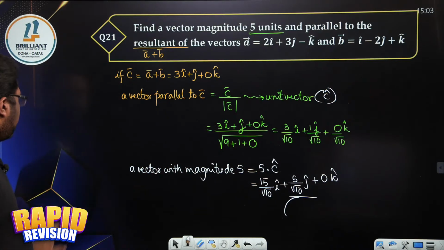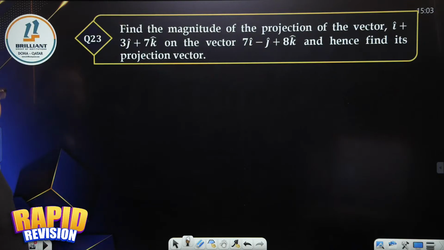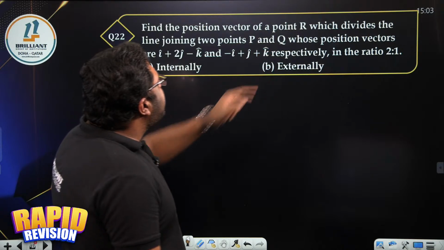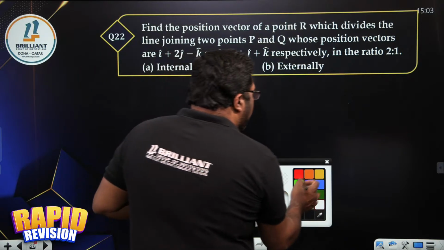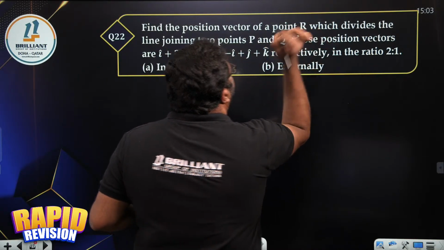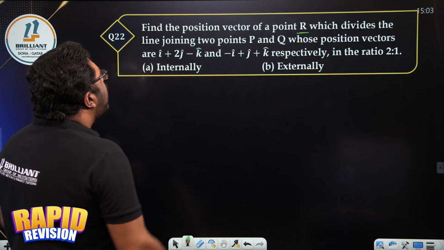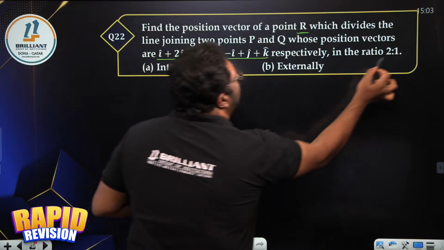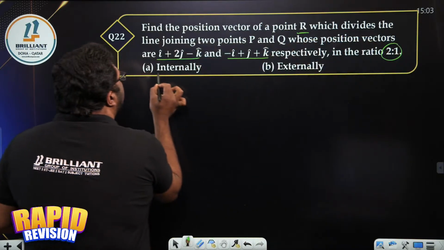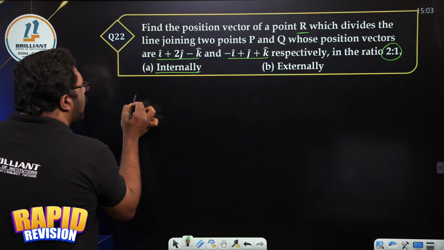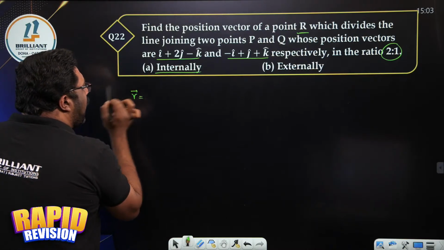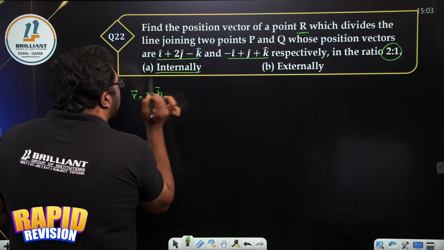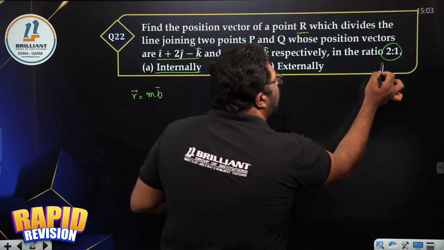Okay, read the next question please. Sorry. 22. Find the position vector of R which divides the 2 vectors in the ratio 2:1 internally. So the position vector of R internally means in the ratio m:n.